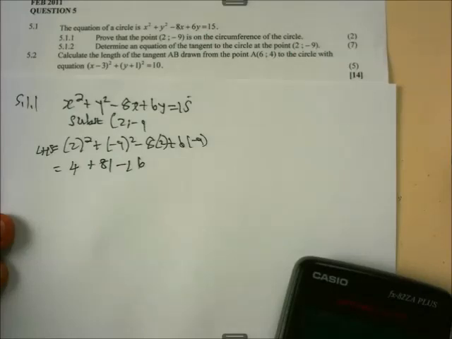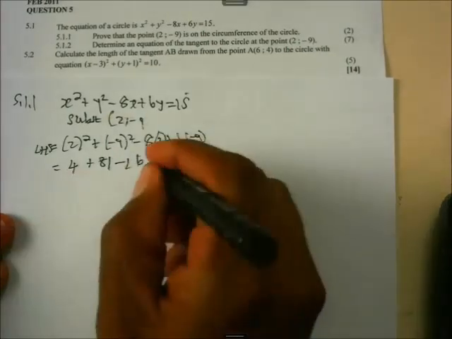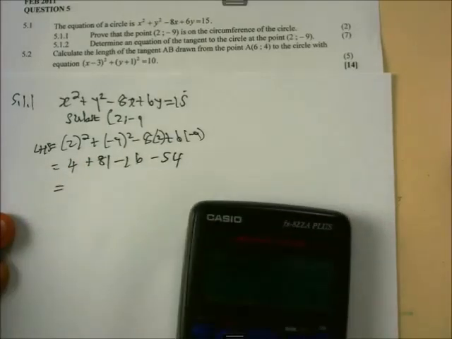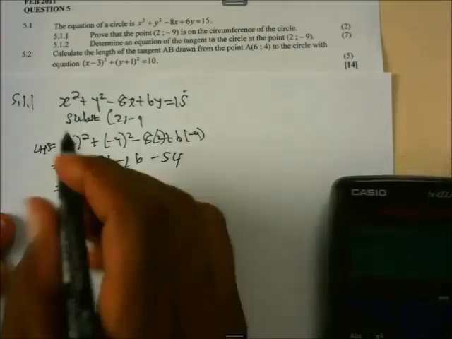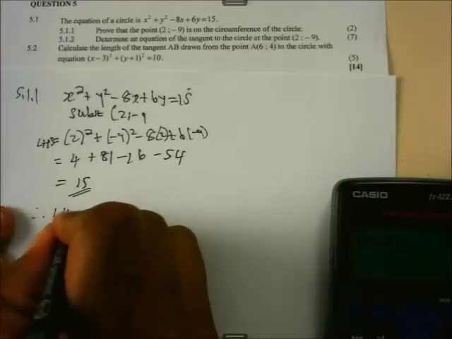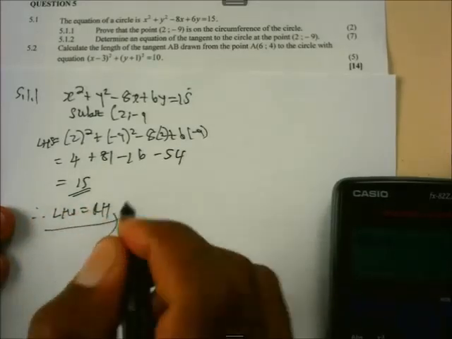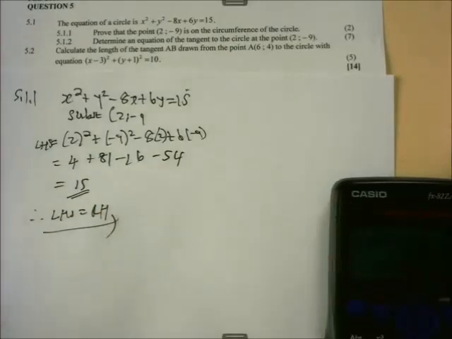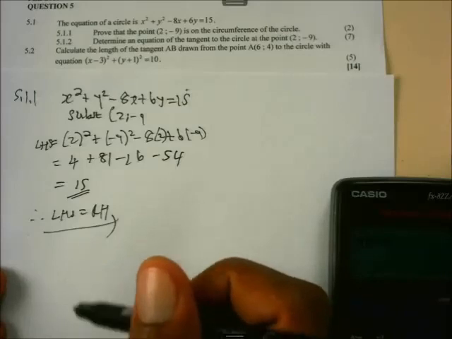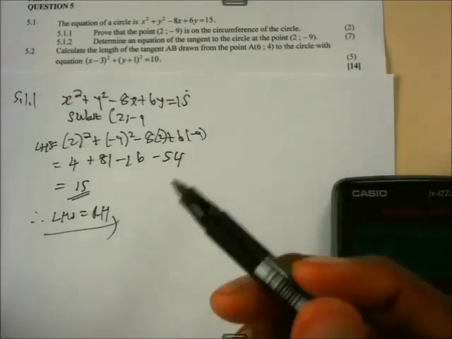And therefore now we have 6 times minus 9. It is minus 54. Right, from here now, minus 54 minus 16, the answer there is minus 70. Then plus 81, it's 11. And now plus 4, then it's 15. Therefore the left-hand side is equal to 15, and you can see the left-hand side is equal to the right-hand side. If the left-hand side is equal to the right-hand side, it shows that the point lies on the circle. It's very important.